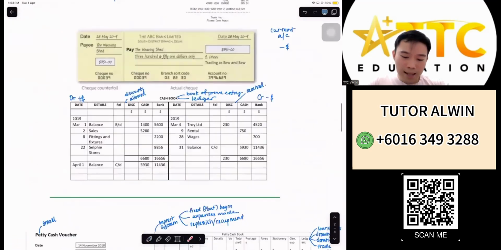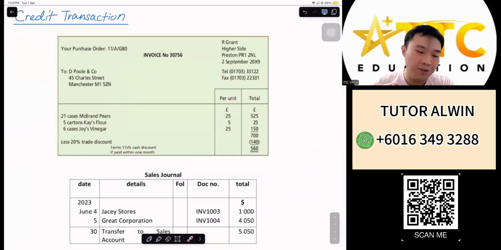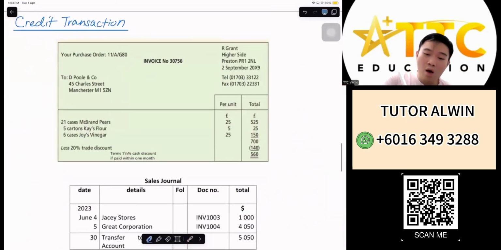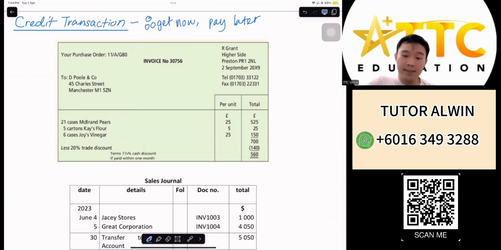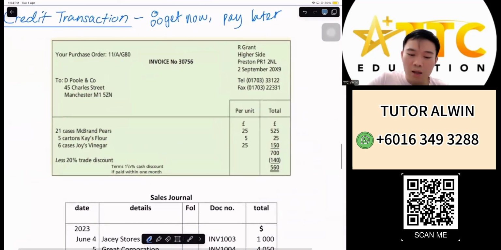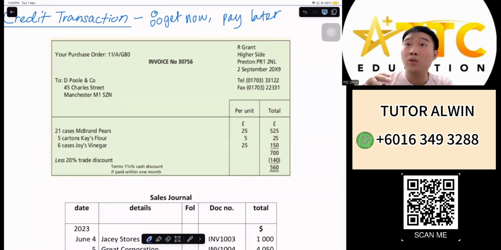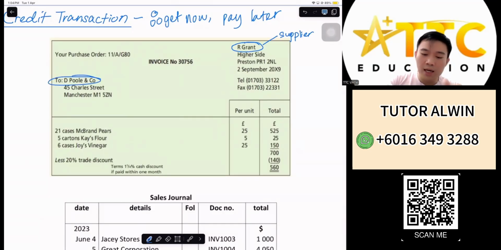Okay, then moving on, credit transactions. Credit transactions are where we get our goods now and then we pay later, depending on whose point of view we are looking at. The first one we have here is called an invoice. An invoice is used between supplier and customer, where they transact things on a credit basis. Normally, the name at the top, like we see here, R Grant, will be the supplier's or seller's name. And then the one below here, To, will always be the customer.